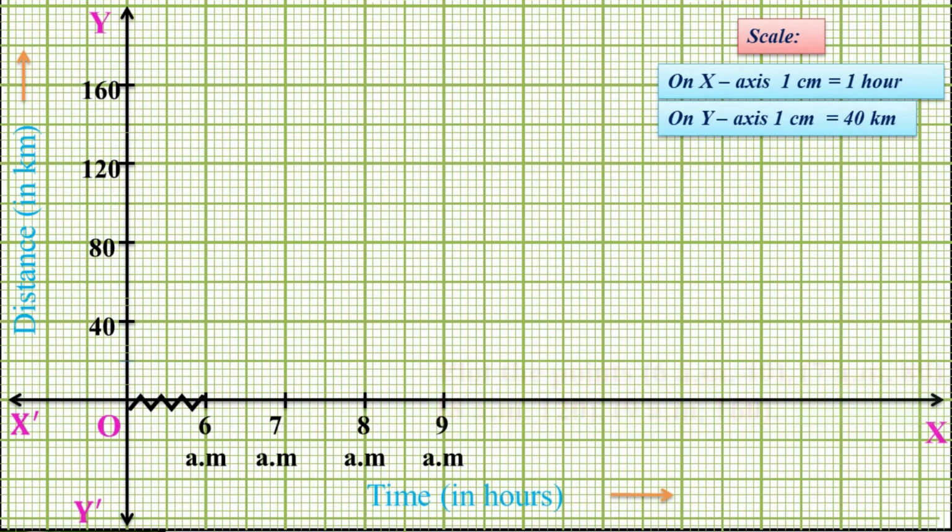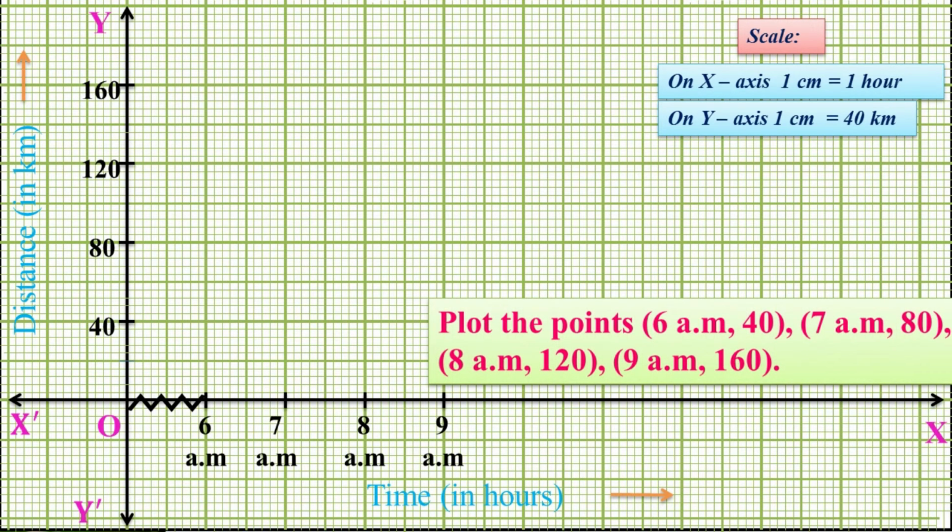Now starting to plot the points. 6 am, 40. X is 6 and y is 40. 7 am, 80. X is 7 and y is 80. 8 am, 120. X is 8 and y is 120. Next 9 am, 160. X is 9 and y is 160.